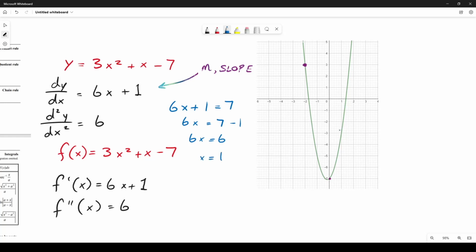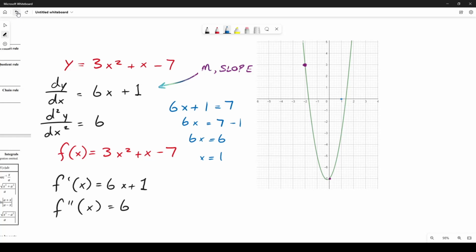So that says that when x is 1 on the graph, so 1 on the x-axis, the green line will have a slope of 7, which ties in with what we said earlier, because it went from a slope of 1 here to a slope of 7 here, because as we said, the slope is increasing by 6 each time.